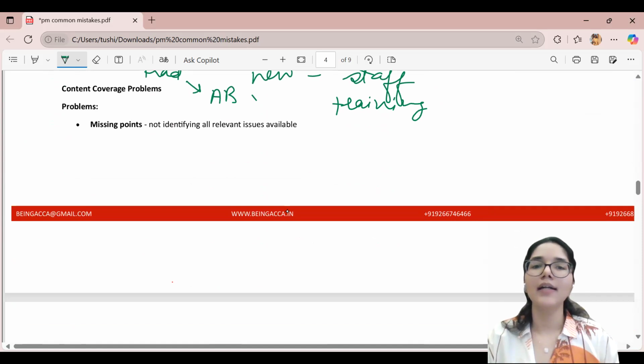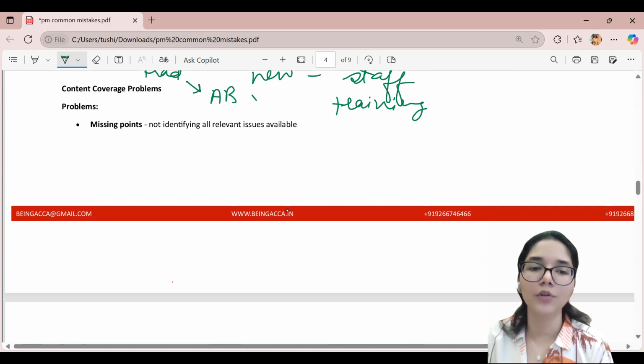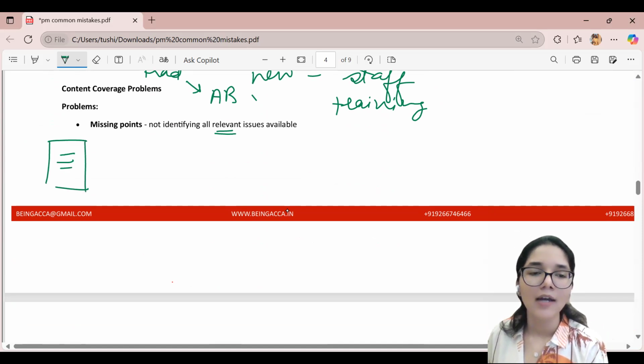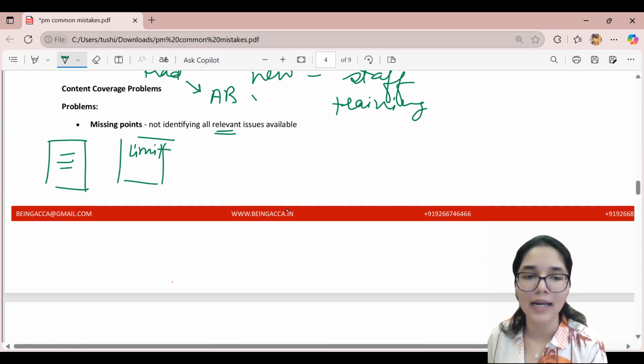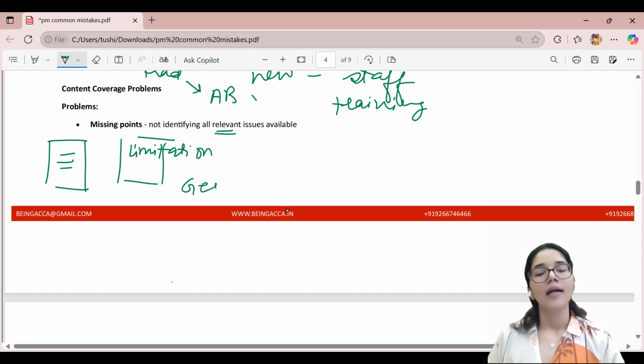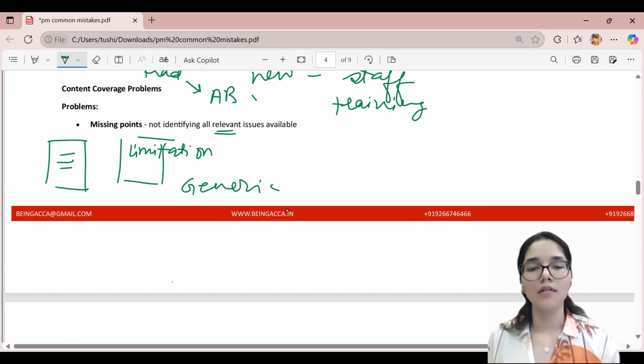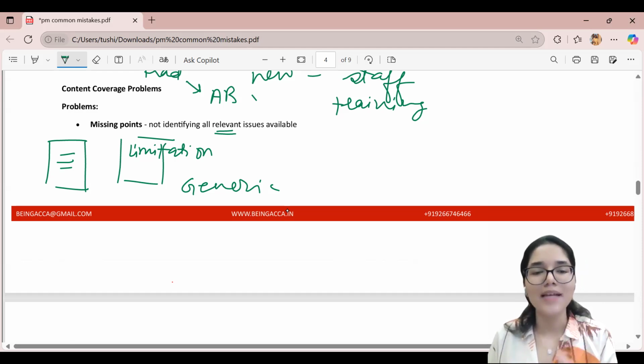Proceeding further to the content coverage problems, a lot of you do not identify all relevant issues which are there. What do I mean by this? When you are talking about a case scenario in the PM exam, and you're asked about, let's suppose, the limitations of using the method which they are using right now, a lot of you give me generic points. Now, when the requirement itself has given you the name of the question, that means they are not asking you anything generic. They are asking you specifically in context of the scenario that you're talking about.